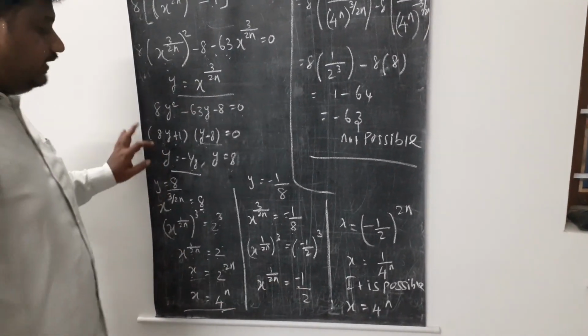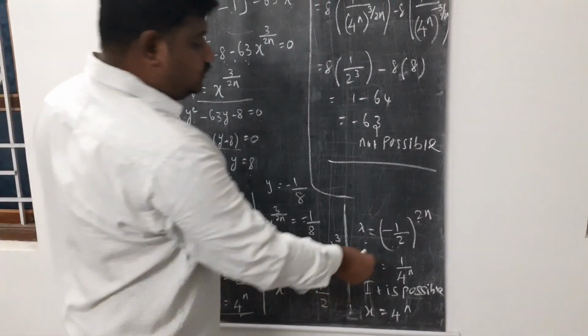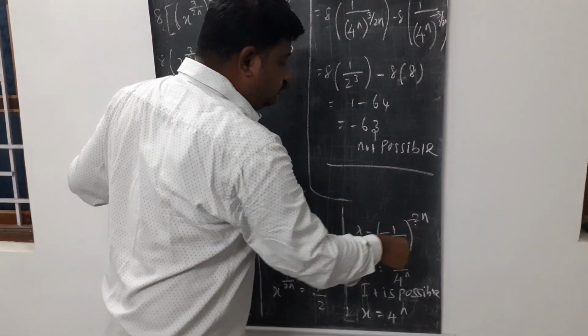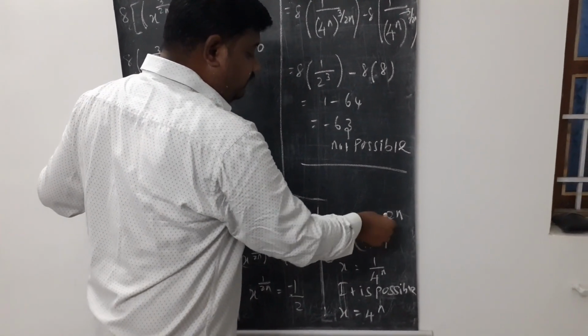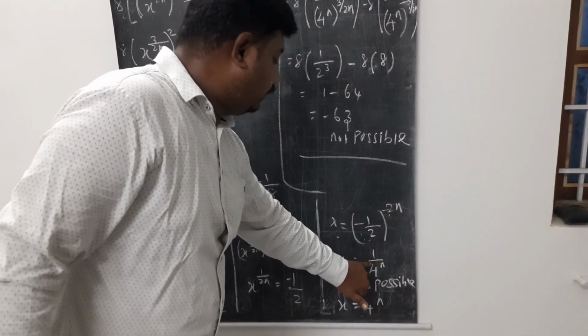Here this goes to this side. You can get x is equal to minus 1 by 2 the whole power 2n. Suppose minus 1 by 2, you can take the 2 inside. So minus 1 squared, you can get plus simply. So 1 square means 1, 2 square means 4. So you can write 1 by 4 power n.